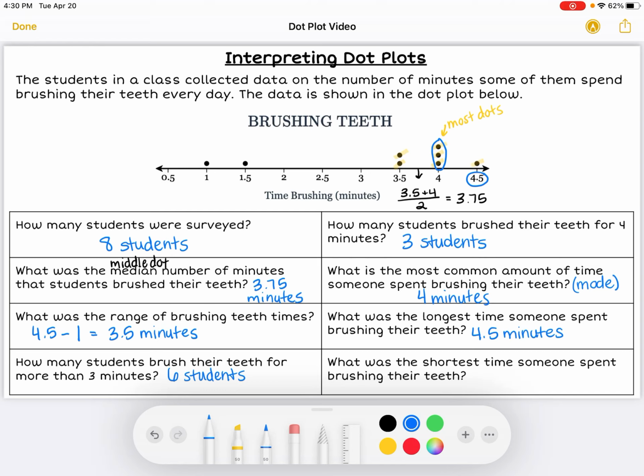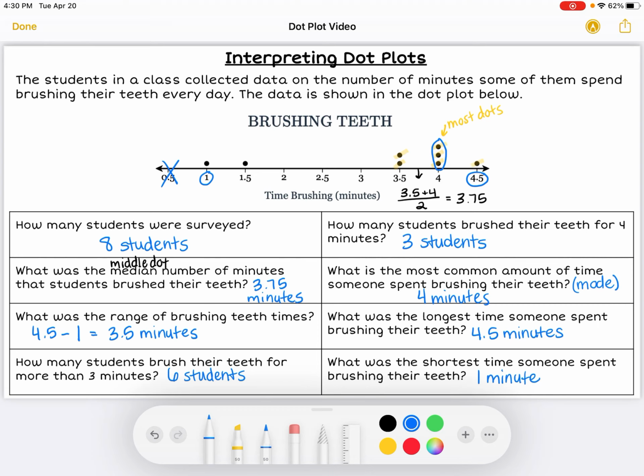And then the shortest time that someone spent brushing their teeth, I'm going to be looking for the smallest number that has a dot, so the farthest to the left that has a dot, and I see that that's 1. So it's not 0. Some people will say 0.5 because it's the farthest left number they see, but there's not a dot at 0.5. I'm looking for the smallest number that has a data point. The smallest number that has a dot is 1. So 1 minute is the shortest time that somebody spent brushing their teeth.